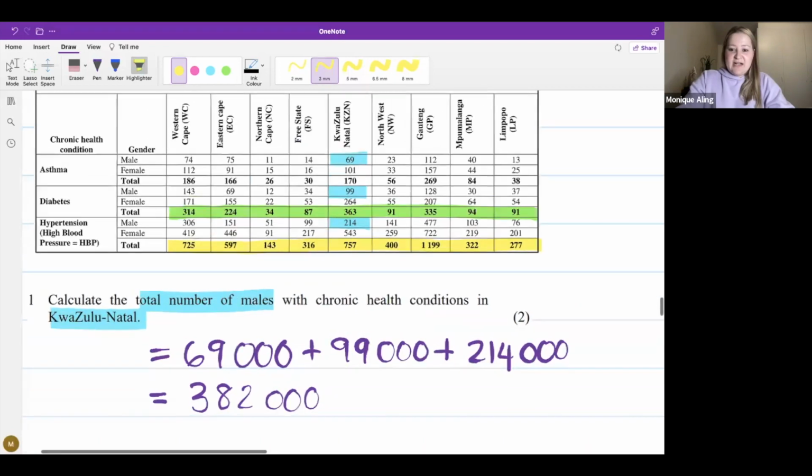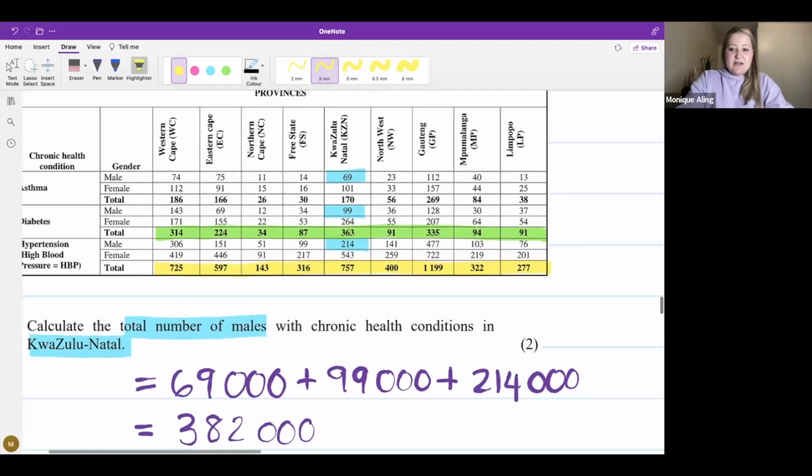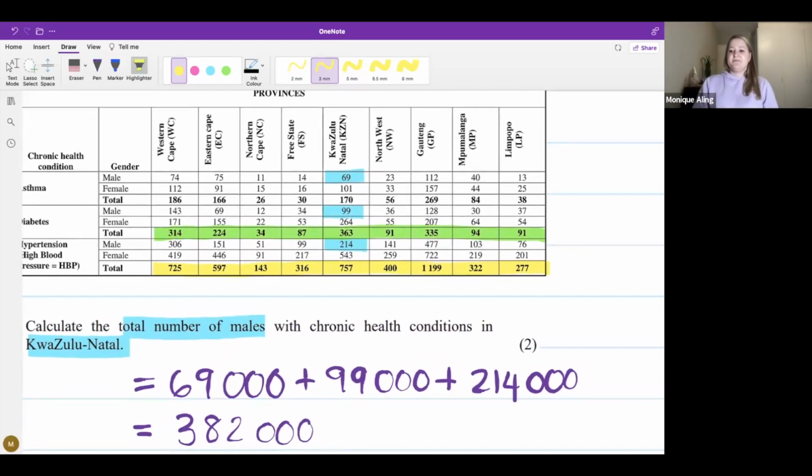I'm going to zoom in a little bit more as well. If you need help, just let me know.